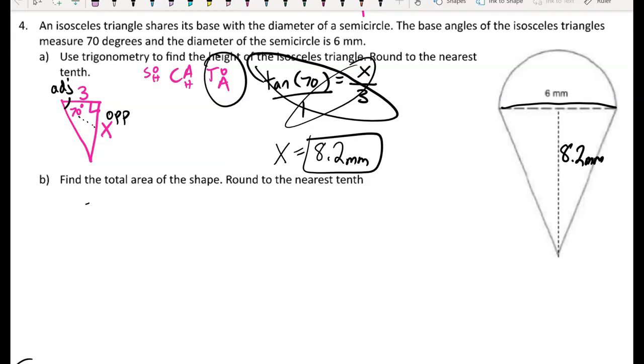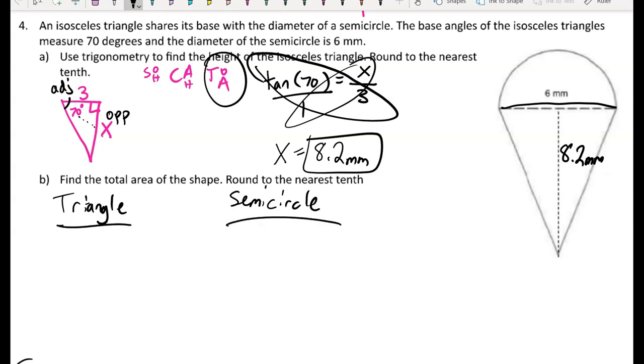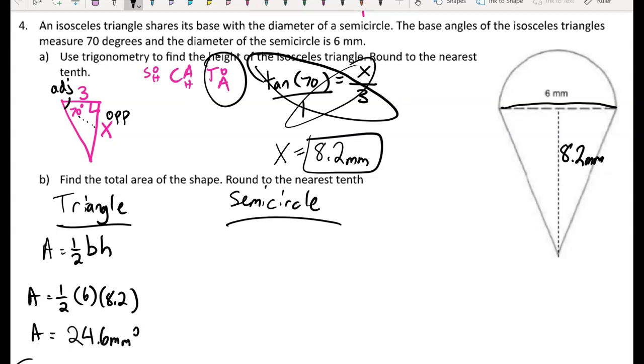So there's 2 shapes here. There's a triangle, and there's a semicircle. For the triangle, remember the formula is 1/2 base times the height. I know the base is 6, and we just found the height to be 8.2. So the area of that isosceles triangle on the bottom there is just 24.6 millimeters squared.